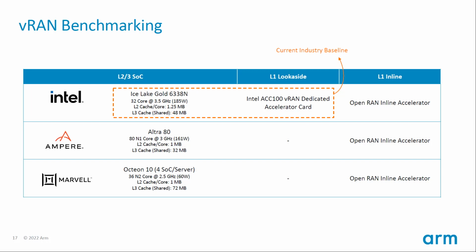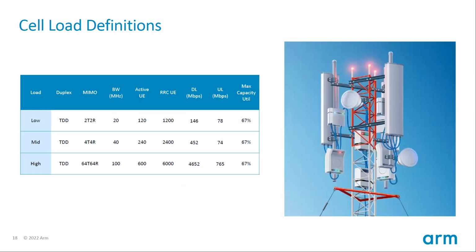For layer 1 inline, we have chosen one of our ecosystem inline accelerator cards. We have tried this on 3 different loads. It is a bit 5G specific. I won't go into details, but you can see them as a low load cell, a mid load cell, and a massive MIMO cell, which is quite power hungry. So technically, we took a server from each one of what we mentioned, and we saw how many of these loads we can fit into one server, like a CU-DU combination.